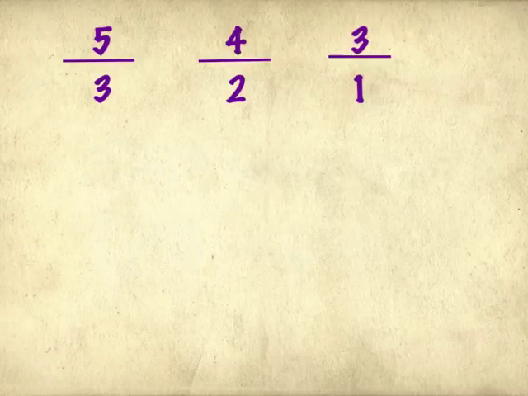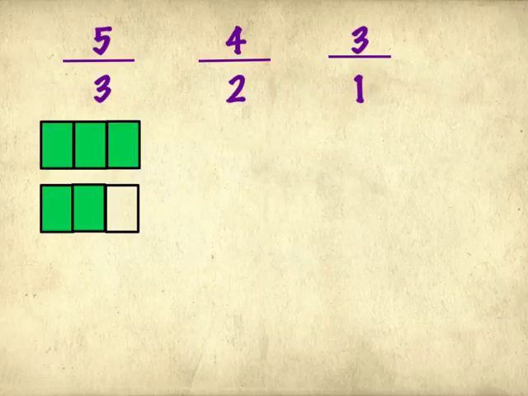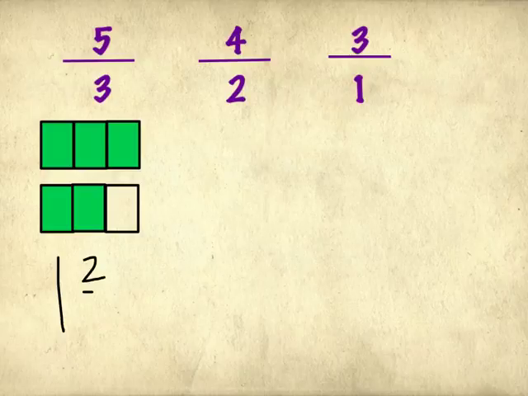So to convert improper fractions into mixed numbers, let's start with 5/3 here. I can do this by drawing a picture. As you already know, a picture of 5/3 would look like this. To write that as a mixed number, I'm going to write my whole number, which is 1. There we go. And my fraction, which is 2/3. So 5/3 is equivalent to 1 and 2/3.